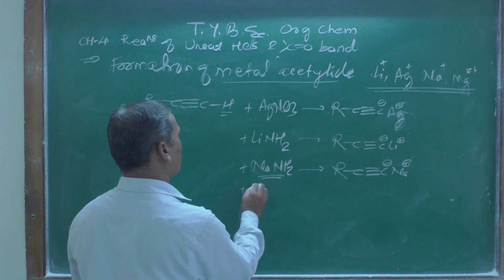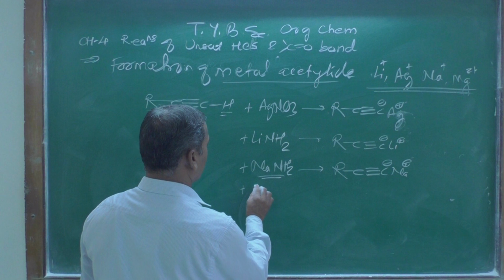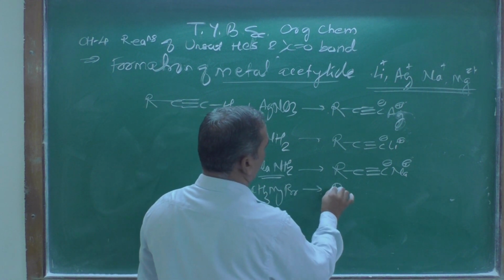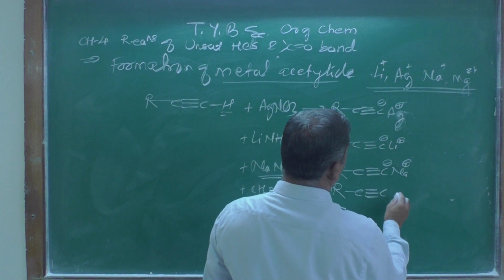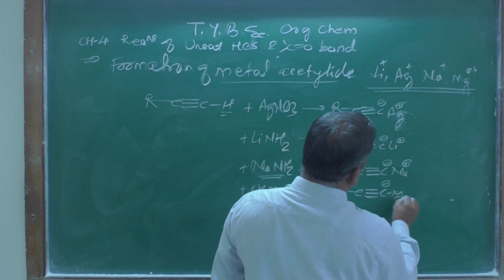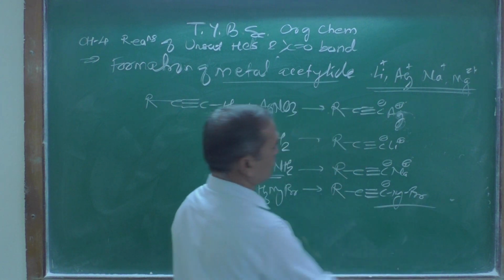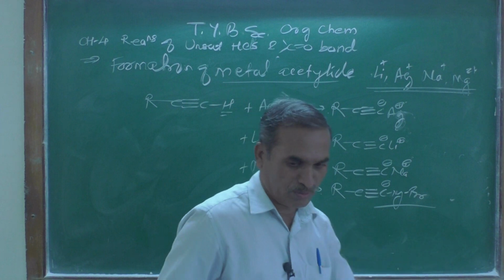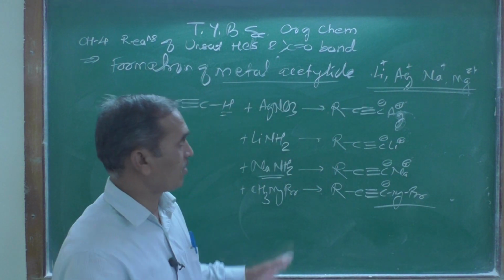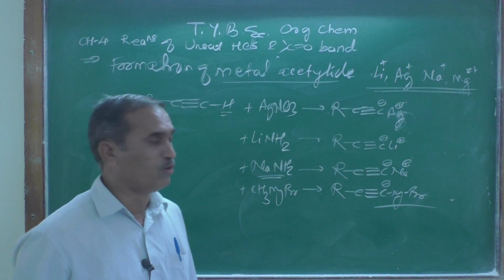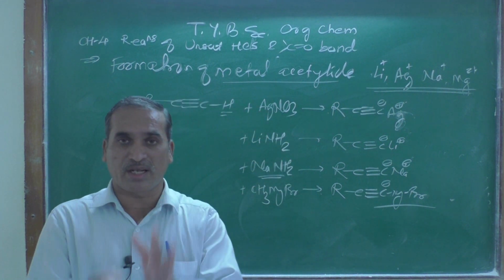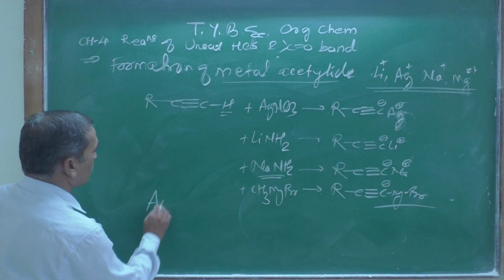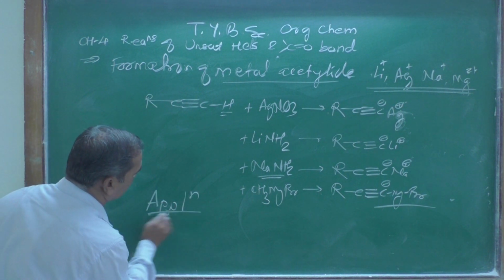And if you use a Grignard reagent like CH3MgBr, what do you get? R C triple bond C minus, then MgBr, we are going to get. That type of acetylenic magnesium bromide, those types of acetylide halides are formed. And why are they useful? If this acetylide halide is further treated, now what are the applications?